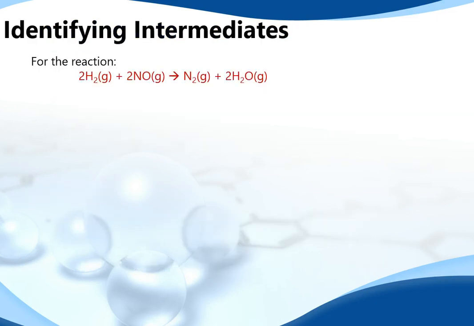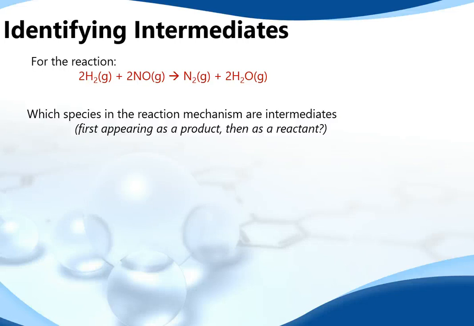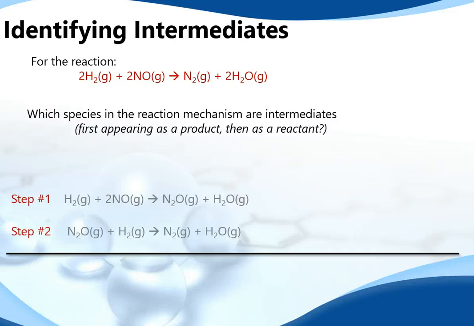Here's an example. Here's an overall equation. What species in the reaction mechanism, in this case, are intermediates? Turns out there's just one. If you look at the two equations and add them together, you'll get the same overall equation that you see up top, but there's an extra substance in there that we don't find in the overall equation. And you might be able to spot it if you look. If you don't, there it is.